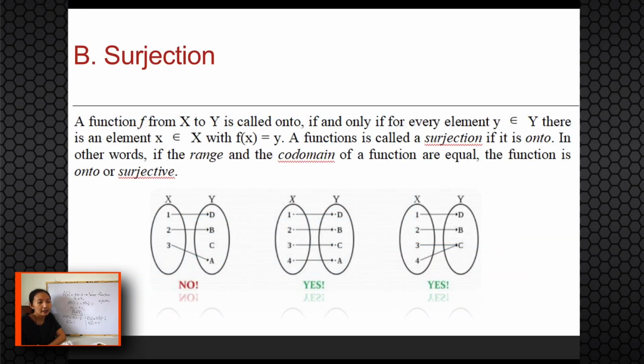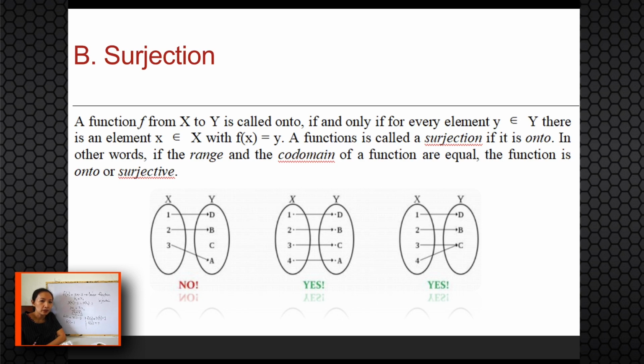Surjection naman. What about a surjection? So the first is injection, the second is surjection. A function f from x to y is called onto. You see, the English words onto and into have different meanings in mathematics. The first is into, x into y, and then this surjection is x onto y. A function f from x to y is called onto if and only if for every element of y, every element in the range is paired to an element in x.